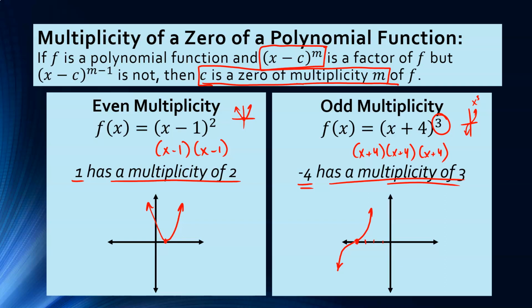But it'll still go through that point. So that's what happens: we have a bounce, and then this would be a pass through. That's what we're going to be looking for. So when it's an even multiplicity, we have a bounce. When it's an odd multiplicity, it's going to pass through the x-intercept. So make sure you get some of that key information there in your notes. And when you're ready, go on to the next slide here.